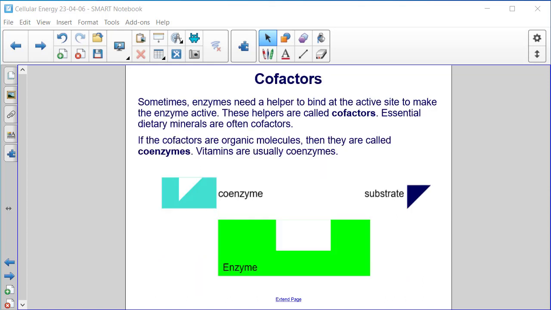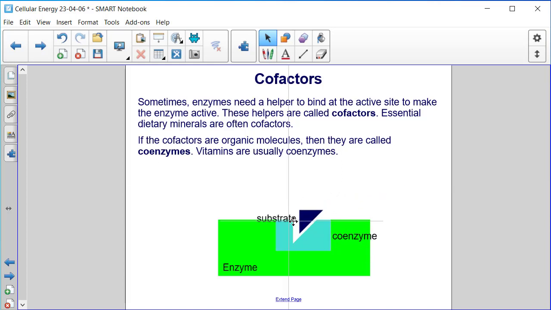Cofactors. Sometimes enzymes need a helper to bind at the active site to make the enzyme active. These helpers are called cofactors. Essential dietary minerals are often cofactors. If the cofactors are organic molecules, then they are called coenzymes. Vitamins are usually coenzymes. So you can see in this case, if we have an enzyme, the substrate doesn't fit directly into the enzyme. We need the coenzyme first, and then the substrate can fit, like so.